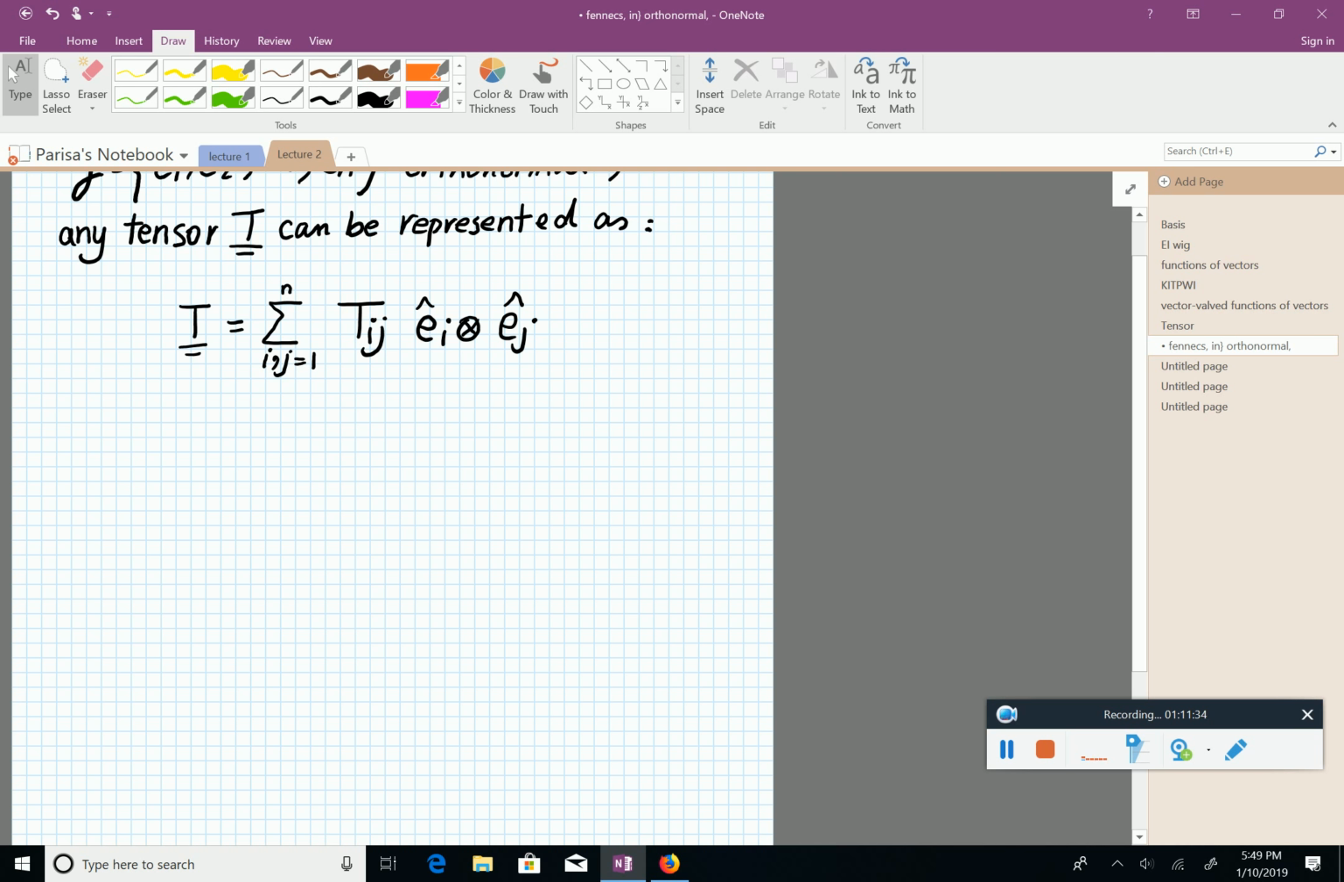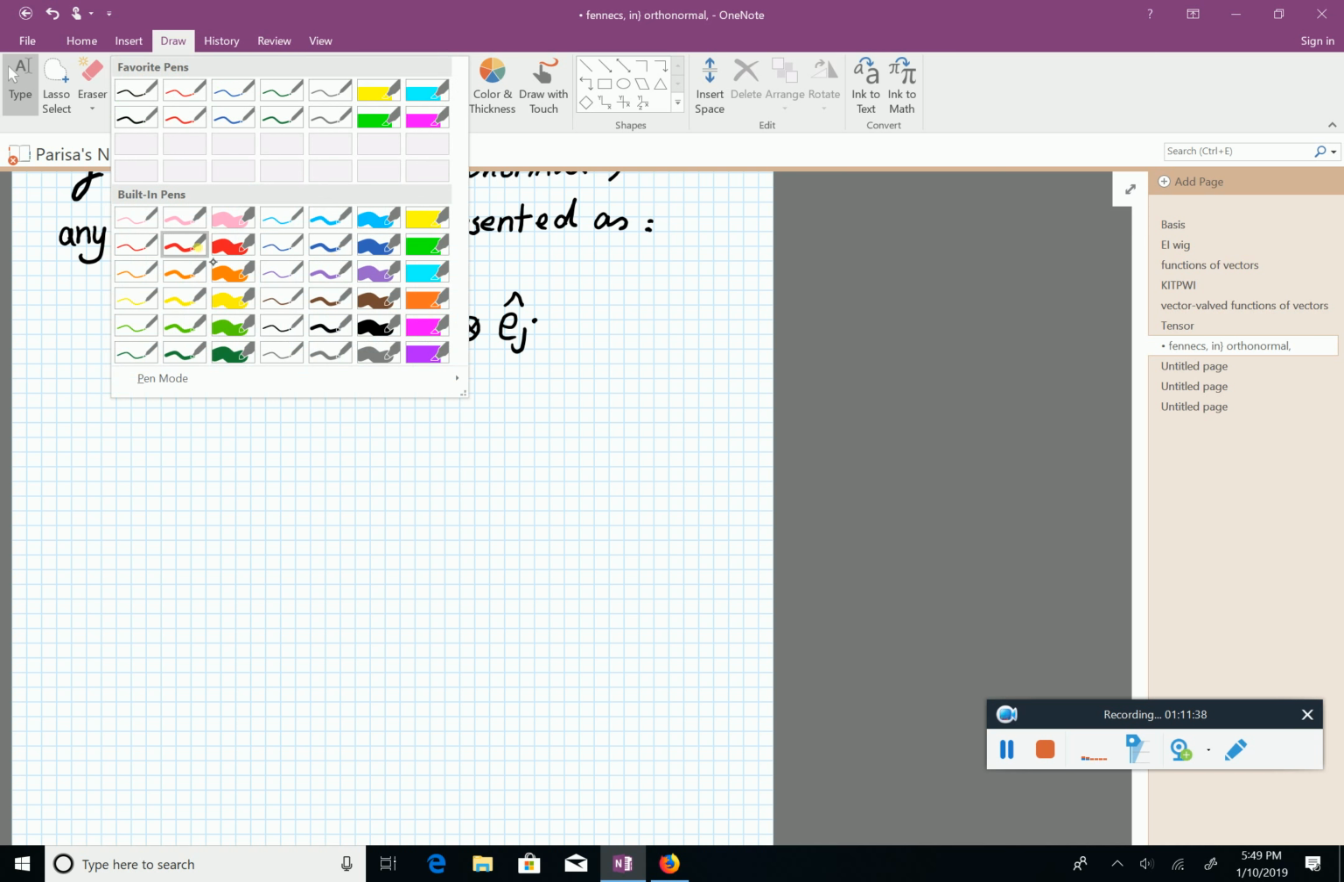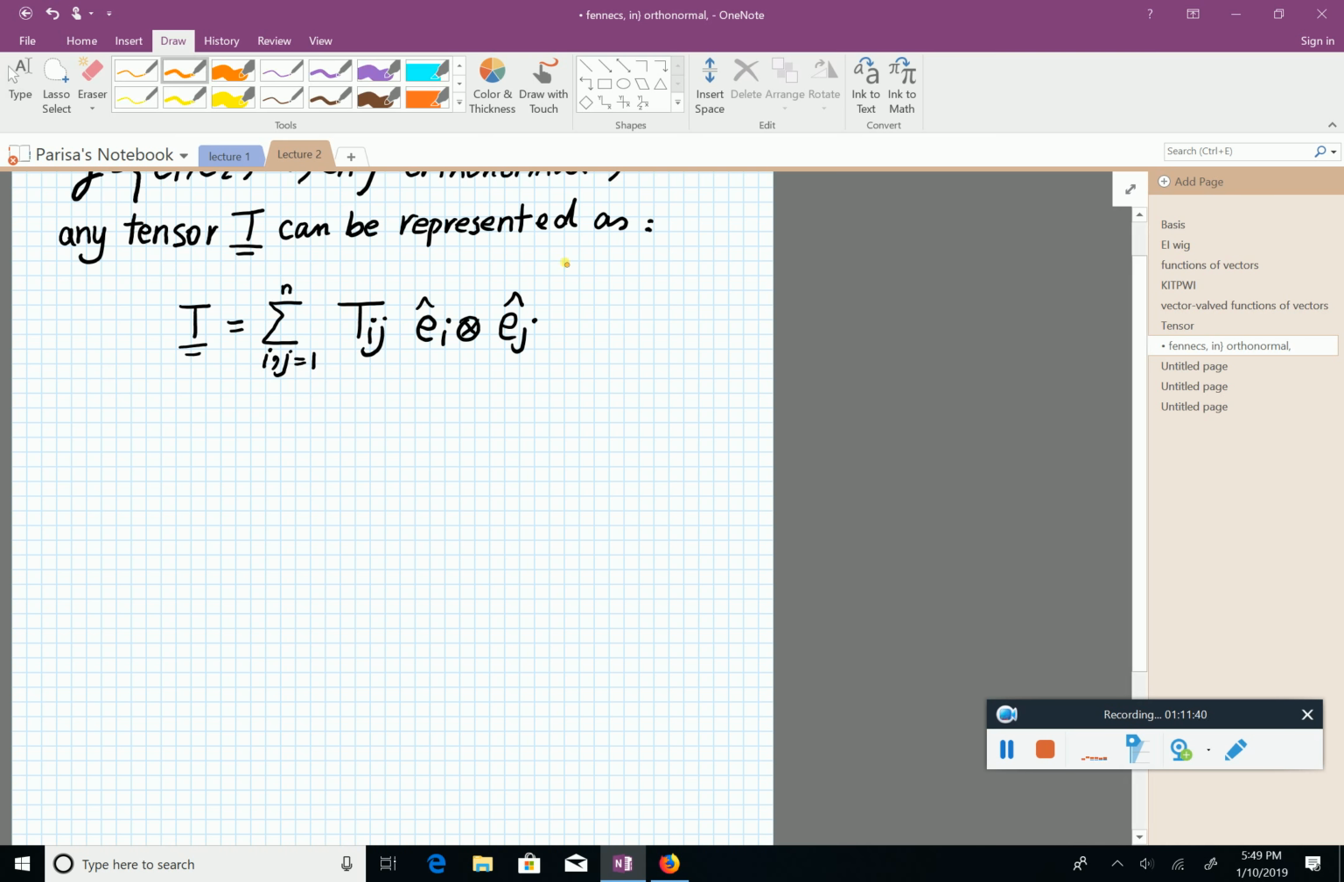Now, it is useful to kind of have in the back of your mind a comparison. For example, I just put it inside the cloud. So for vectors, we write a vector in terms of the components and an orthonormal basis like that. For a tensor, this looks like this.